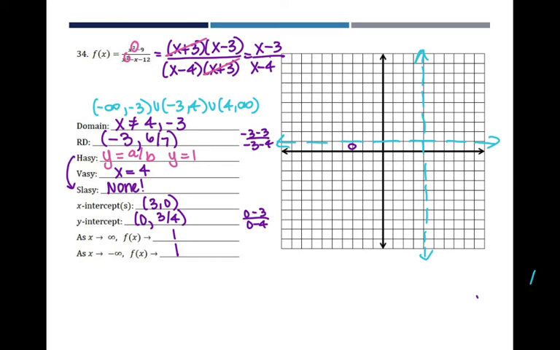Y-intercept is at 0, 3/4. And I have an x-intercept at 3, 0. 1, 2, 3. So I can go ahead and connect those 3 points and see that my curve is going to head towards the asymptote down on this side. So that means it needs to be going up on the other side. All right, and we have one more.